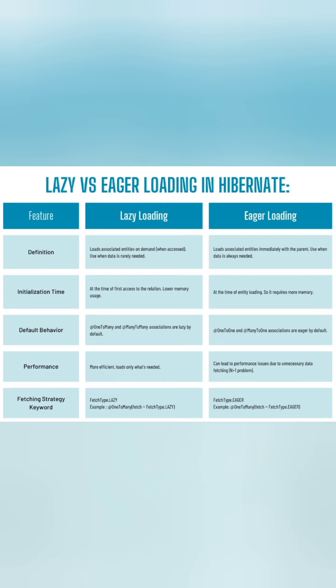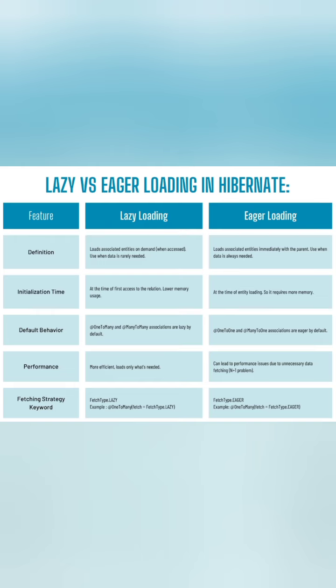So there are two types of strategy to load the data in Hibernate: one is lazy loading and another one is eager loading. In lazy loading, it loads associated entities on demand when the user needs them. And in eager loading, it loads associated entities immediately with the parent.